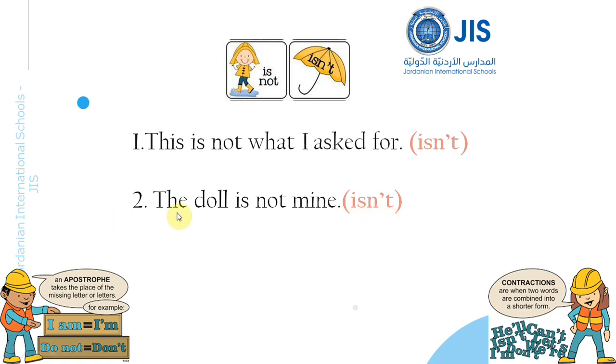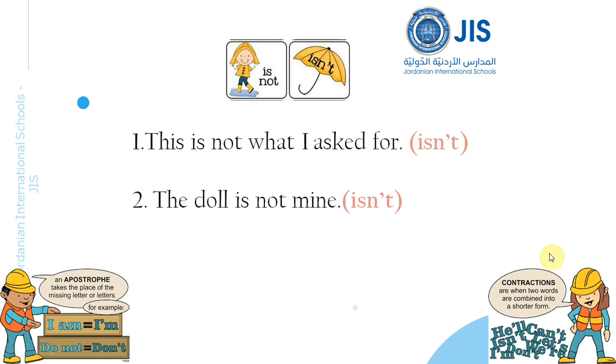Let's read it all together. The doll is not mine. When I add isn't, I say the doll isn't mine. Of course, we have to remember over and over again that we add an apostrophe instead of the missing letter. And the contraction, again, is a combination of two words put together. They make one family together to make a shorter form.